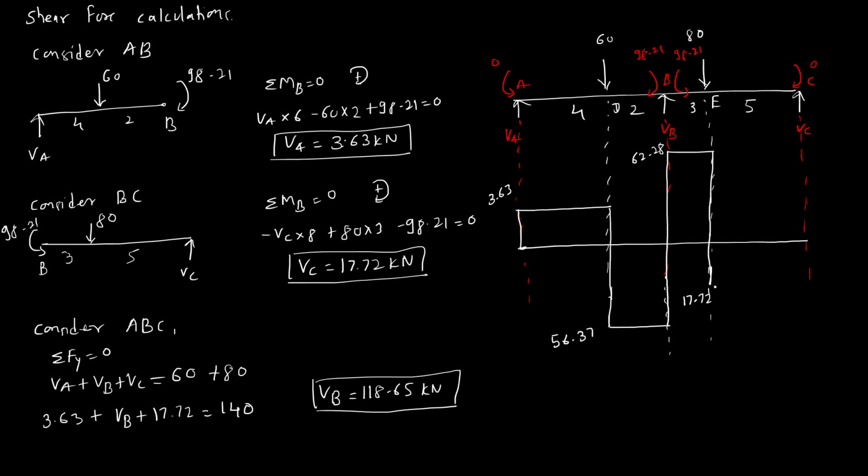Then same from E to C, no loading, so constant. Now what is the value of VC? This is 17.72. So minus 17.72 and plus 17.72 is 0. So this is the zero line. All the values above the zero line are positive, below the zero line negative. So this is our shear force diagram of the continuous beam.